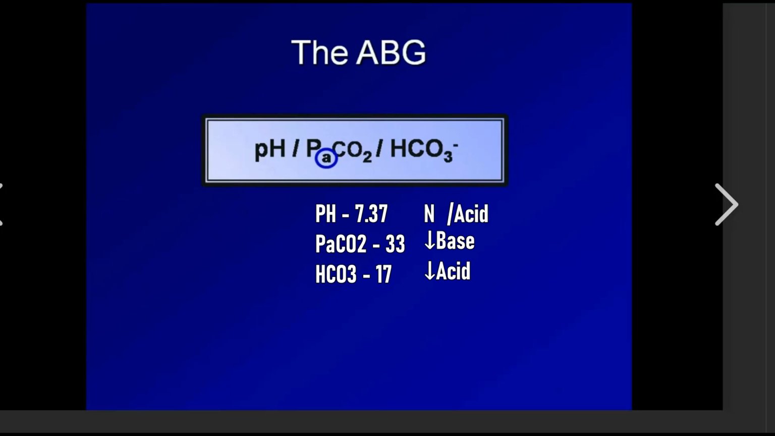So it's less than 7.4, so it's towards the acidotic side, so acid. Sorry, carbon dioxide is low, so it's base. And bicarb is low, that means it's acid. So you already got two acids. It's metabolic acidosis where the pH is normal, so it is fully compensated.